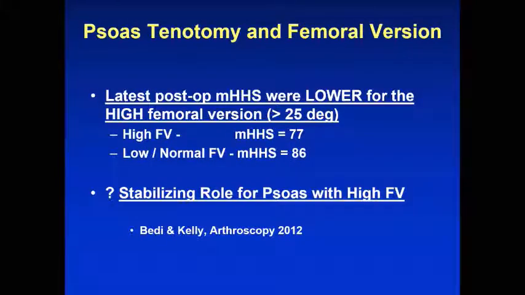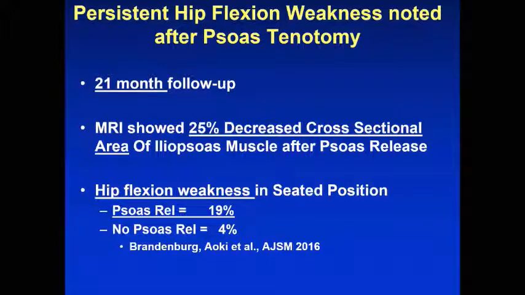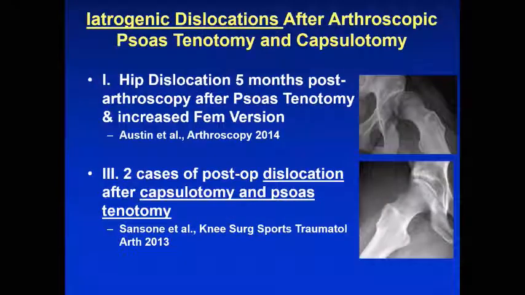So this study here, on psoas tenotomy and femoral version, by Sheesh Beatty and Brian Kelly, basically found that their latest postoperative modified Harris hip scores were lower in their high femoral version group after a psoas tenotomy. Another one here that was recently done looked at persistent hip flexion weakness after a psoas tenotomy. They had two groups, and at almost 2-year follow-up, 25% in the psoas tenotomy group had a significant decrease in the overall muscle bulk, but most importantly, a 19% deficit in hip flexion strength in a seated position compared to 4% if no psoas tenotomy was performed.